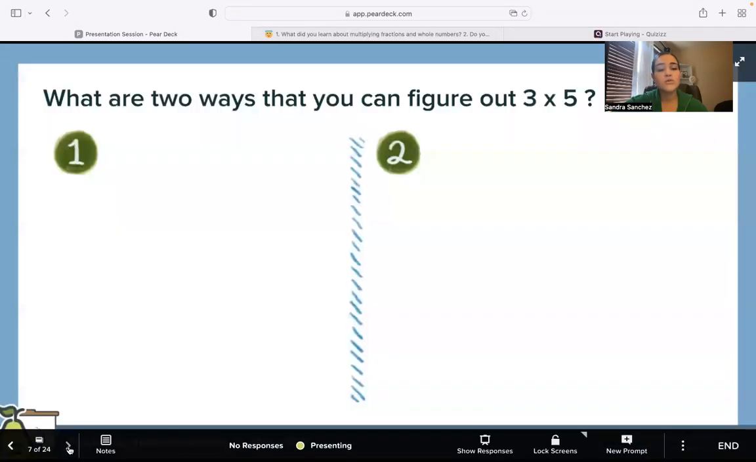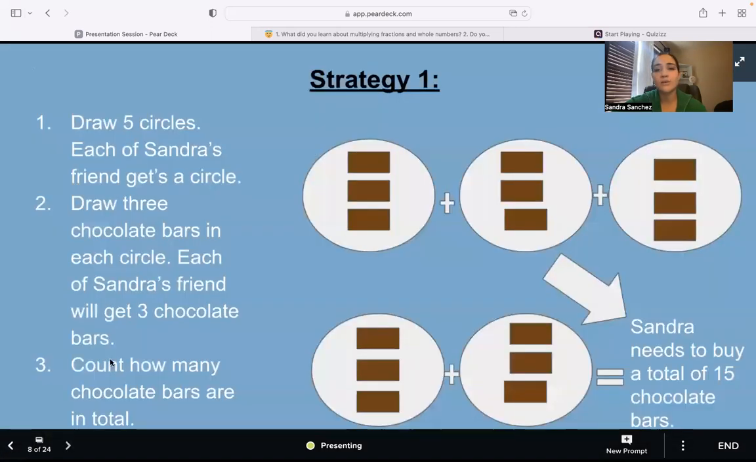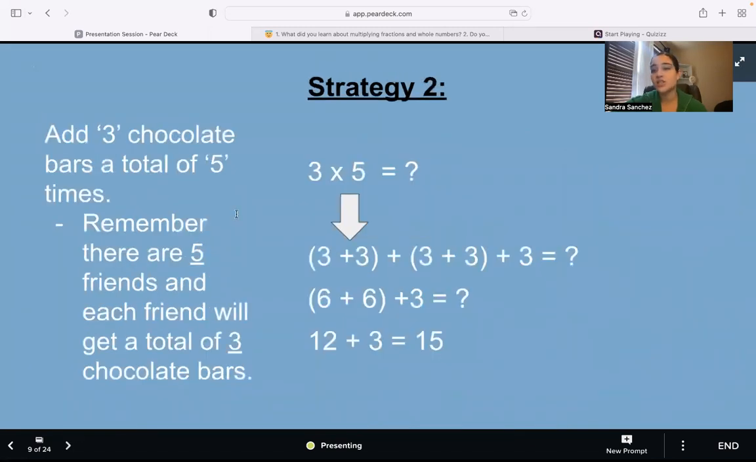Then students will use the drawing interactive tool to tell me 2 ways that they're able to multiply 3 times 5. After they've submitted their answer, I will go through 1 or 2, have a mini discussion, but then I will show them 2 strategies they should be using throughout this lesson. The first strategy will deal with modeling, and the second strategy will deal with repeated addition or equations.